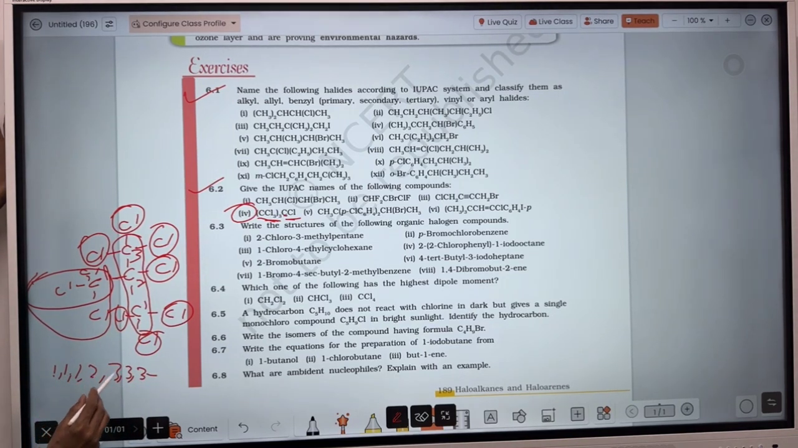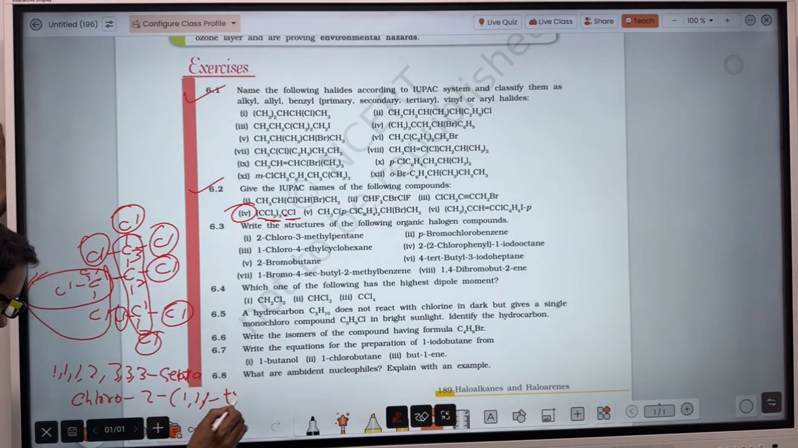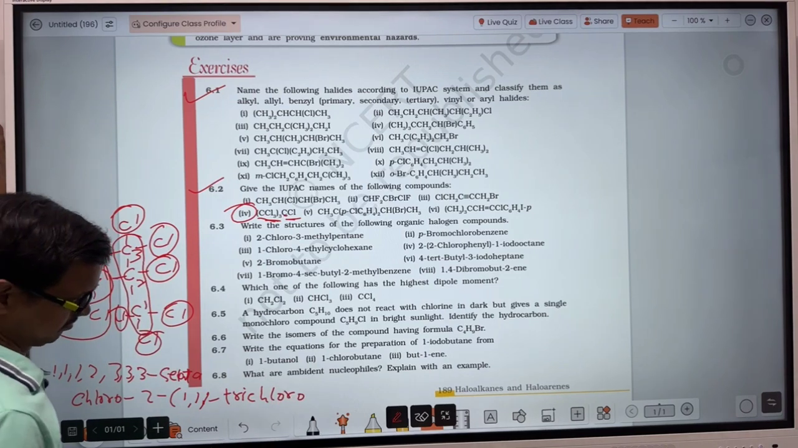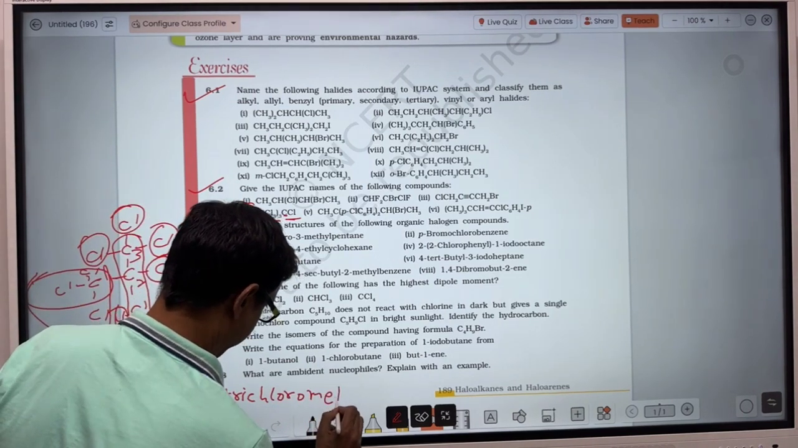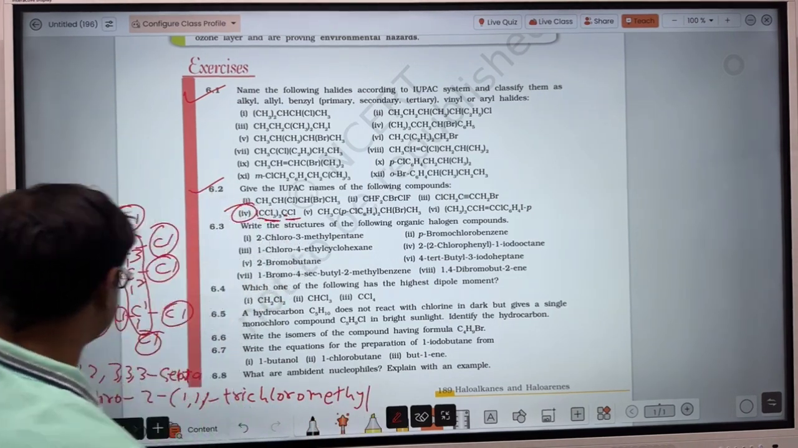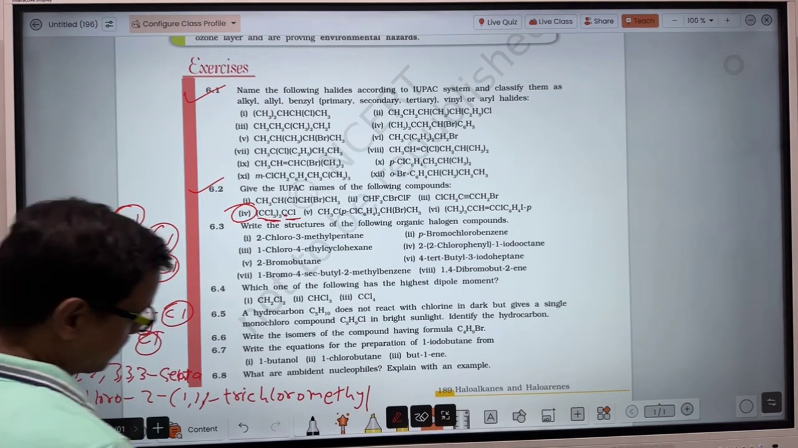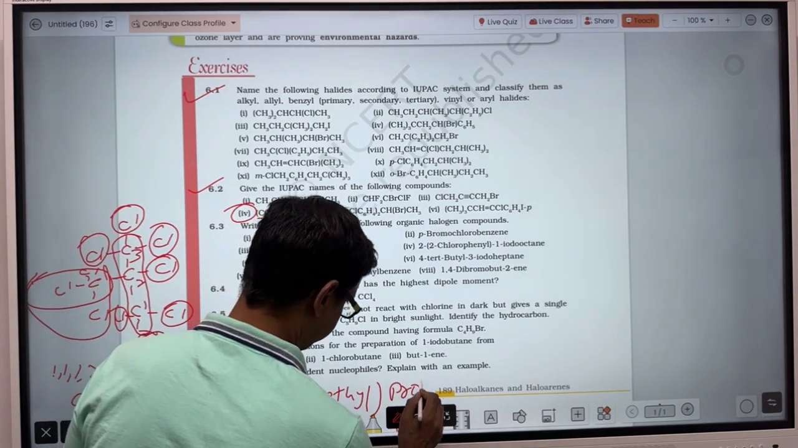How many? 1, 2, 3, 4, 5, 6, 7. So hepta, heptachloro. Then at the second position it is trichloromethyl, so at the second position you write 1, 1, 1-trichloromethyl. And then the main chain is of 3 carbons, so propane.